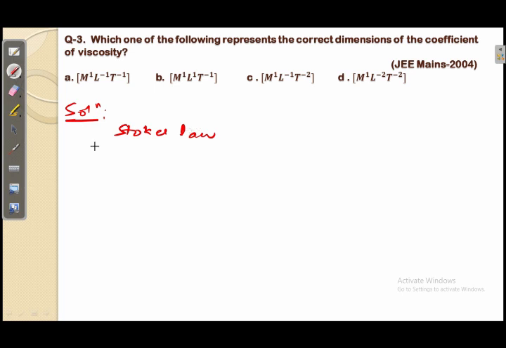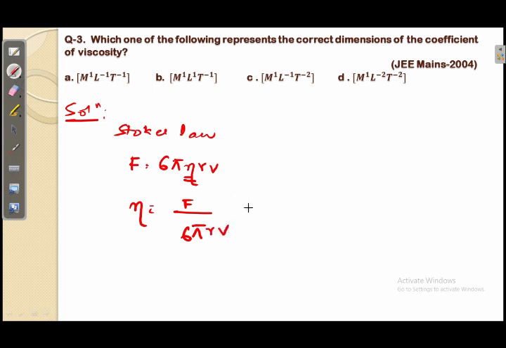Stokes law, F is equal to 6 pi eta r v, where eta is the coefficient of viscosity, and we have to find its dimension. r is nothing but the radius, simply distance, v is the velocity. So we have to find the dimension of the coefficient of viscosity, that is eta. So eta is equal to F divided by 6 pi r into v.